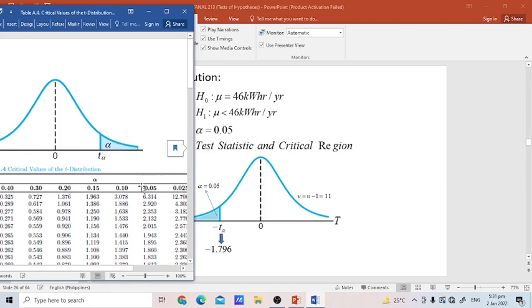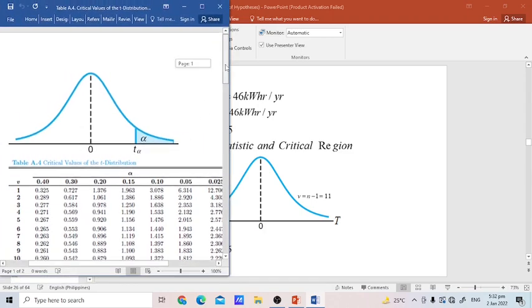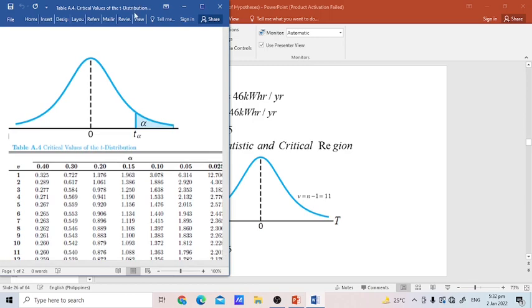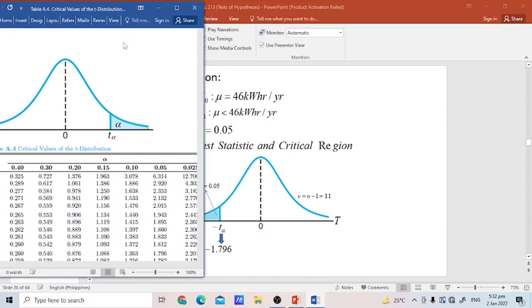So we have this. Then we shall consider the number of degrees of freedom, which is 11. So going down, considering 11 degrees of freedom, 0.05. There you go, 11 degrees of freedom, 0.05, 1.796. That will be the value of t sub alpha.